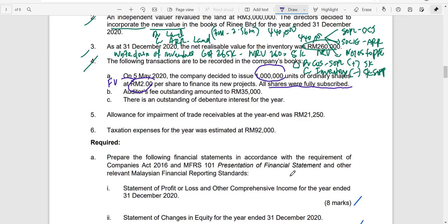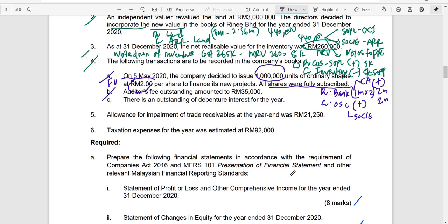So therefore this one would be debit bank, and that would be 1 million times 2 ringgit, that would be 2 million, and you will credit ordinary share capital. This is just the shortcut way of doing it. So basically there was an increase to the equity, the statement of changes in equity, as well as an increase to the current asset bank, right? That is for 4A.